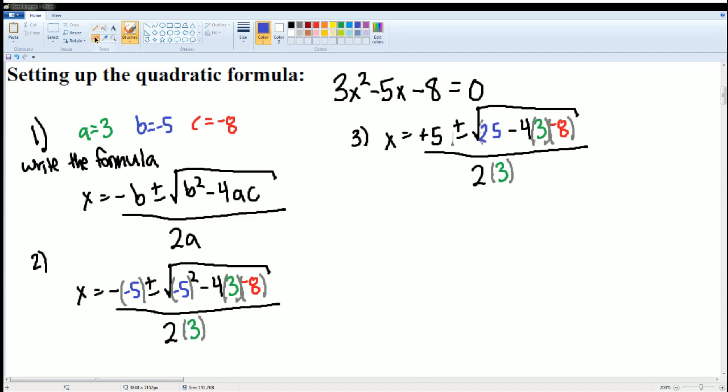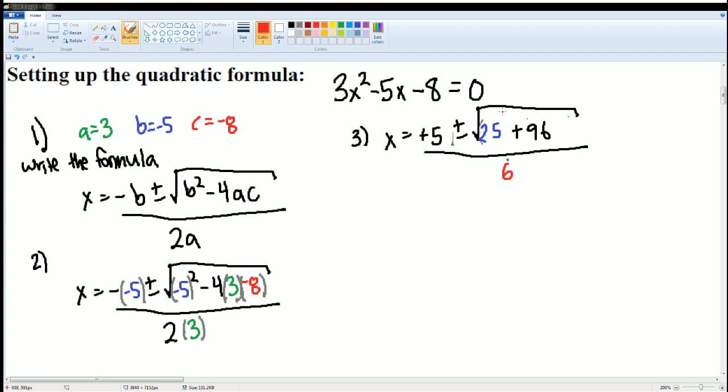And then you have 4 times 3 times -8. But you see how there's a -4 times 3 times -8? That's going to get you a plus 96. Then you're going to divide all of that by 2 times 3, which is going to be 6.